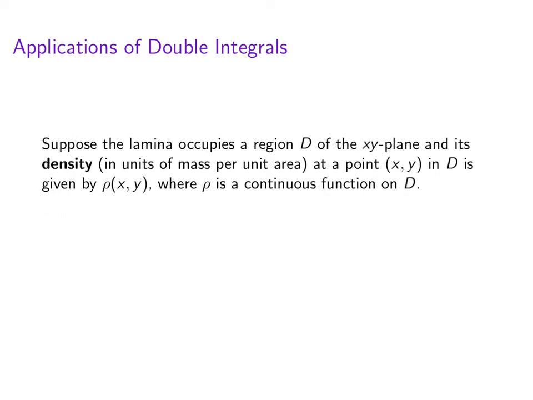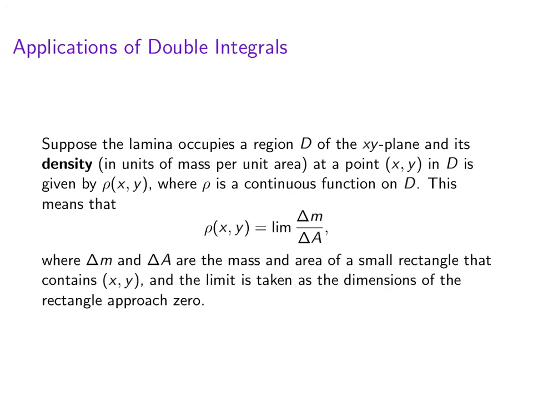Let's suppose that the lamina occupies some region D of the xy plane, and its density, measured in mass per unit area, at some point (x, y) is given by rho of (x, y). So that's not a p, it's a rho, it's a Greek letter. Rho is some continuous function on D. So what this means is that we can think of rho as being the limit of a mass divided by area. This limit is taken as the dimensions of some rectangle approach 0.